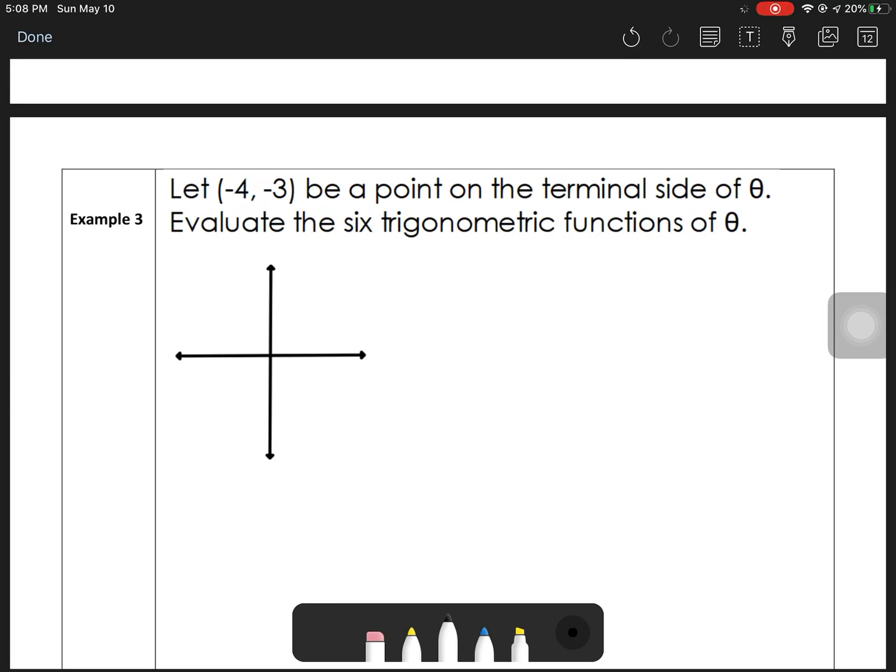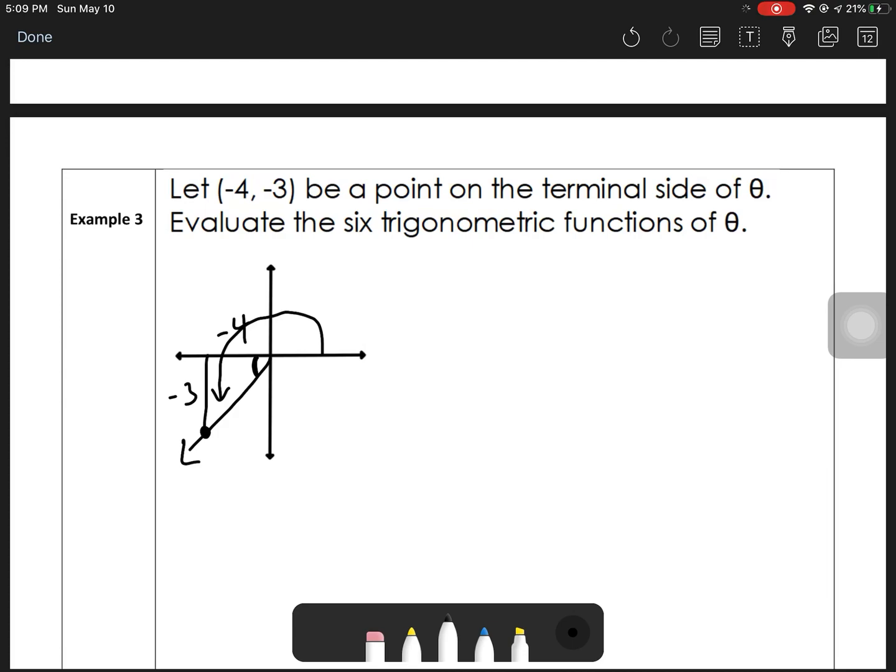Here's our first example. We want to let (-4, -3) be a point on the terminal side of theta. So this is just some point, and if you think about where (-4, -3) would fall, that's got to be down here in quadrant 3. So we have an angle that starts up here and goes down, and this is our point right here, (-4, -3). If I were to make a triangle, -4 goes to the left, 4 units, and then down 3.